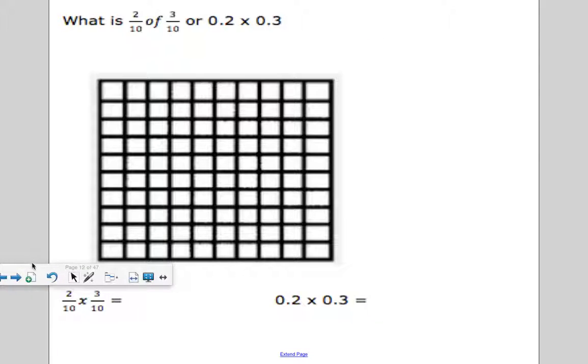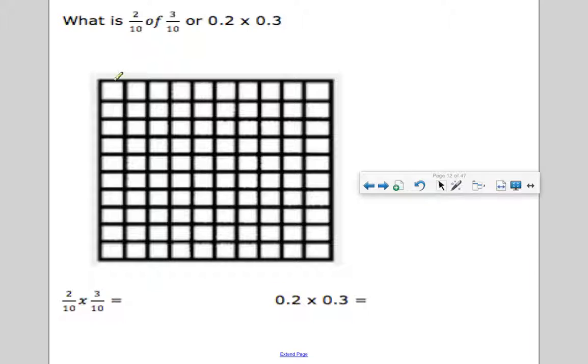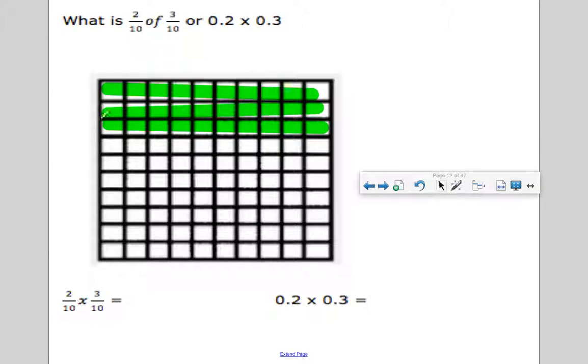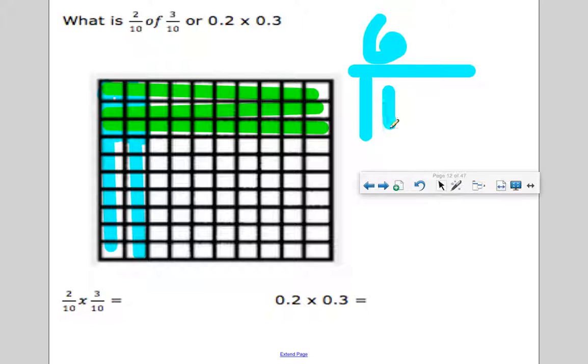So, what if you like pictorial models? Well, let's try this example. What is 2/10 of 3/10? So I shade in 3/10. 1/10, 2/10, 3/10. Now I need to highlight 2/10 of the 3/10. So 1/10, 2/10. So how many are shaded double? 1, 2, 3, 4, 5, 6.